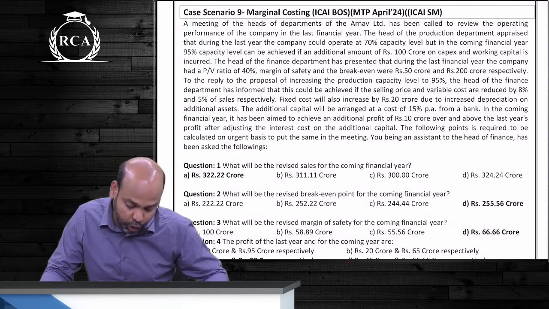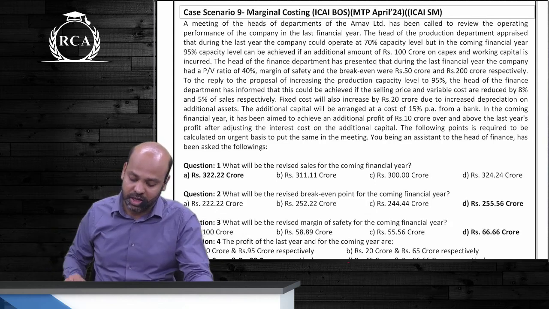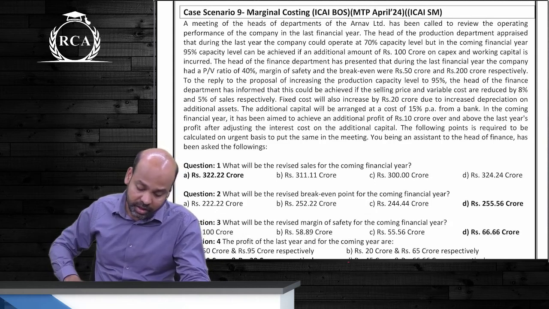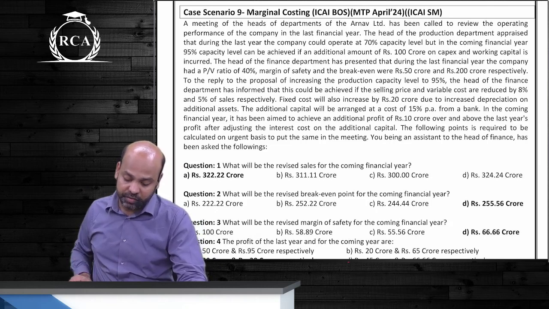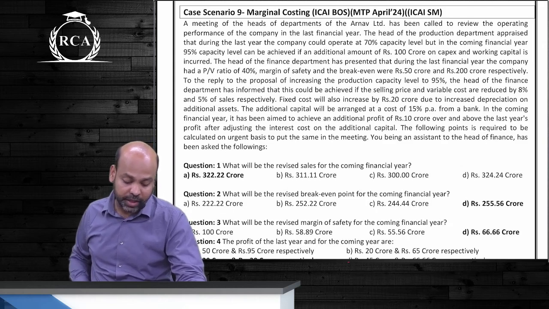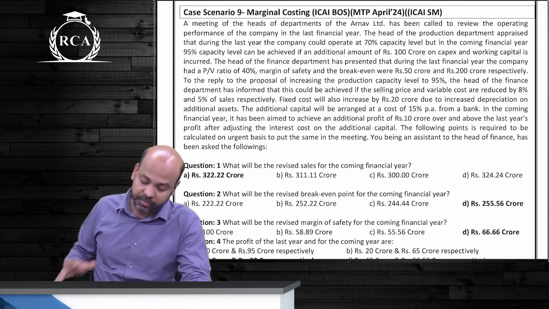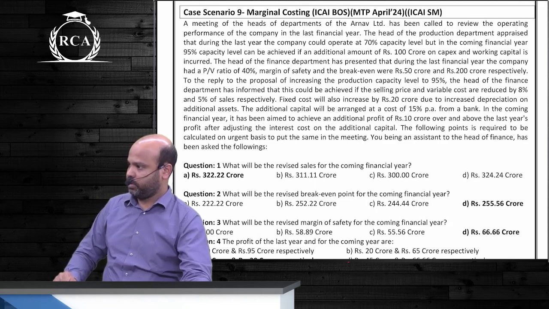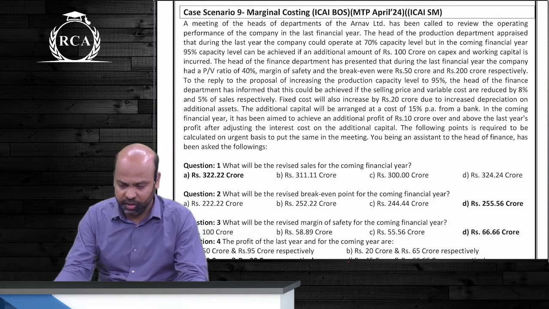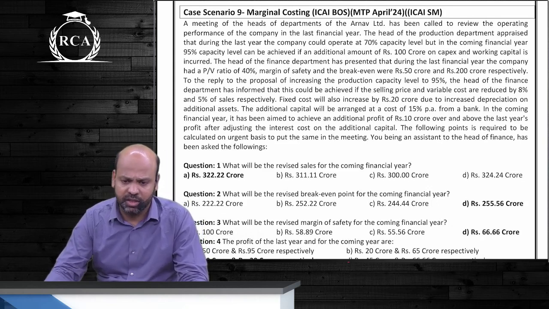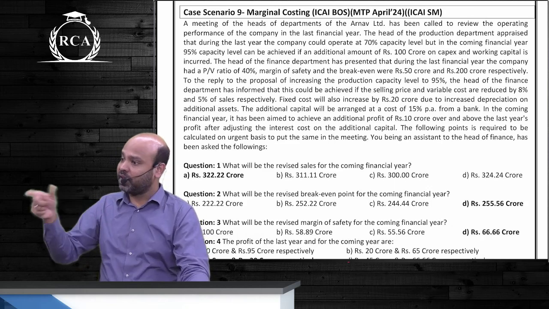In reply to the proposal of increasing the production capacity level to 95%, the head of the finance department has informed that this could be achieved if the selling price and variable costs are reduced by 8% and 5% of sales respectively. Variable cost is being changed as a percentage of sales. Selling price is being changed. The information is given in a slightly incorrect way.